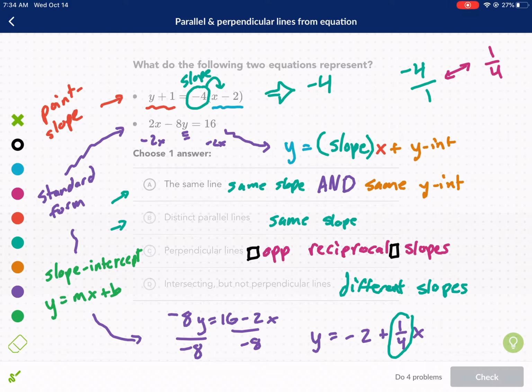Are they opposites? Is one positive and one negative? Yes. This one's negative, this one is positive. So they're opposites. Bingo. What about reciprocal? Are they flipped fraction-wise? So 4/1 and then 1/4? Yes, they are opposite reciprocal slopes. That means these are perpendicular lines.